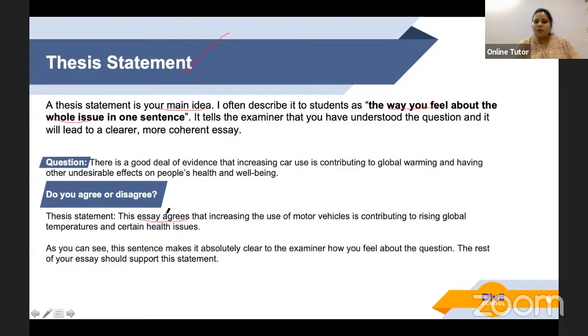Okay, so thesis statement is a statement which tells the examiner about your approach, your understanding and your take on the essay, on the topic that is under consideration. So as you can see, this sentence makes it absolutely clear to the examiner how you feel about the question. And the rest of your essay should be in support of this statement.